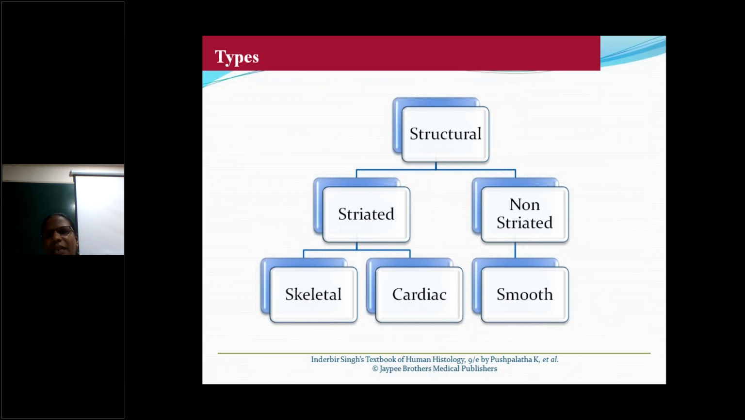Okay, next comes the muscular tissue. In the muscular tissue, you all know that histologically it contains three types of muscle fibers: skeletal muscle, cardiac muscle, and smooth muscle. Structurally, you see striated muscle and non-striated muscle. The striated muscles are skeletal muscle and cardiac muscle. The non-striated muscle is the smooth muscle.